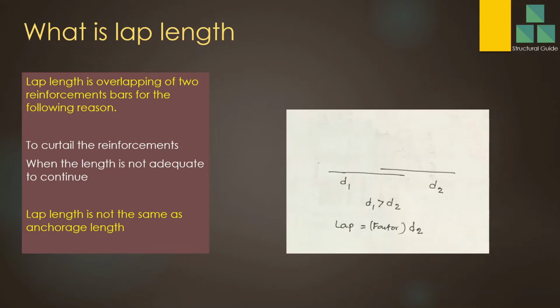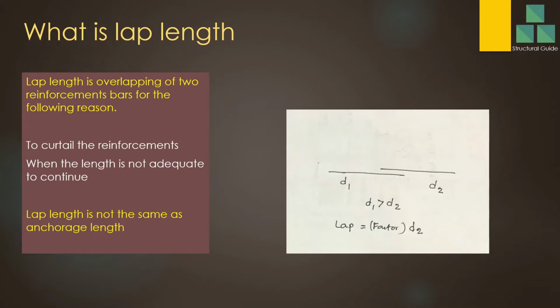What is a lap length? Lap length is overlapping two reinforcement bars. That's the simplest way you can describe lap length. You overlap two reinforcement bars, and that overlapping is called the lap. But there are requirements for these laps.